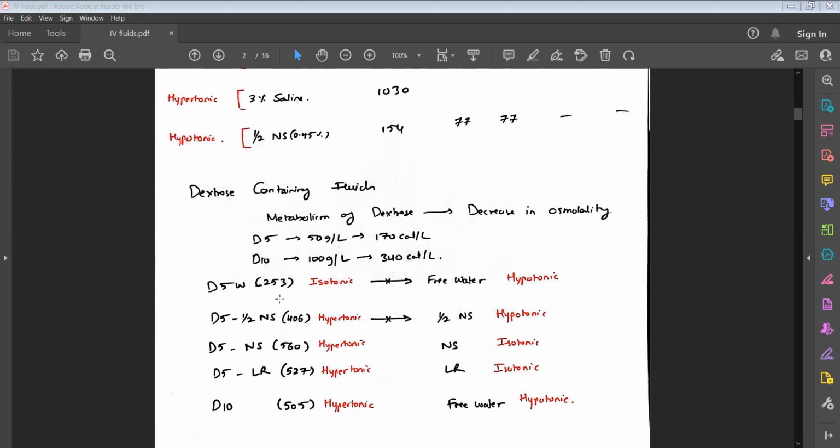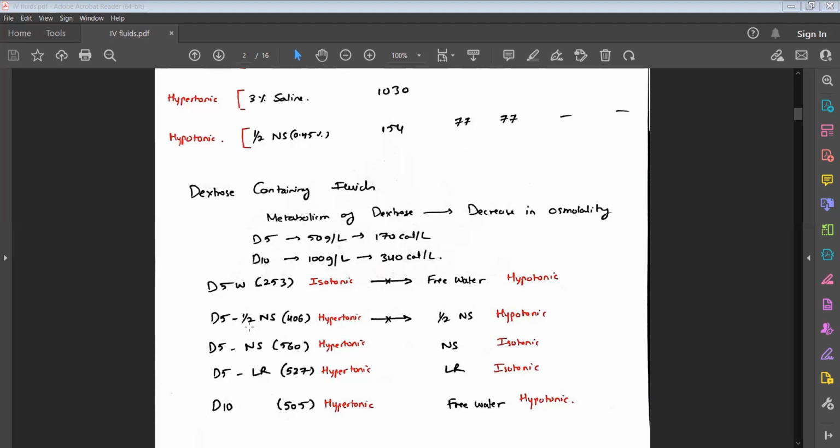The reason this is important to understand is that you cannot infuse hypotonic fluid quickly through an IV line, because it's going to cause the lysis of the red blood cells. So that's why when we try to infuse fluids, they are mostly isotonic. And later on, when there is shifting of the electrolytes, or there's metabolism of those products, the fluid changes its tonicity.